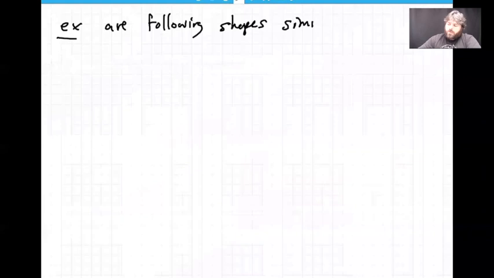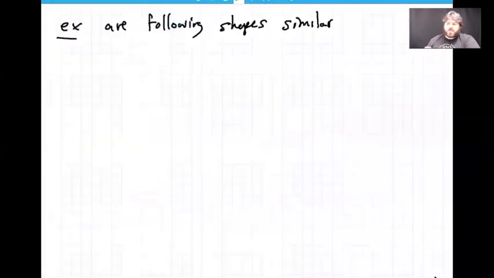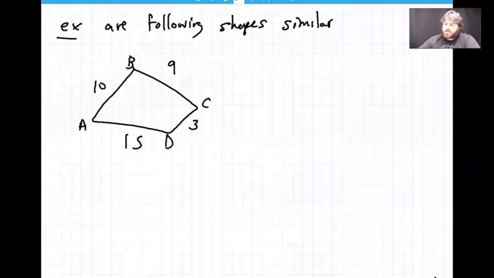So now remember in that last example, we were told that they were similar, and then we found a side length. Here, we're given a bunch of side lengths, and we're going to ask, are they similar? So we've got A, B, C, and D, and then those side lengths are listed. So the question is, are they similar?